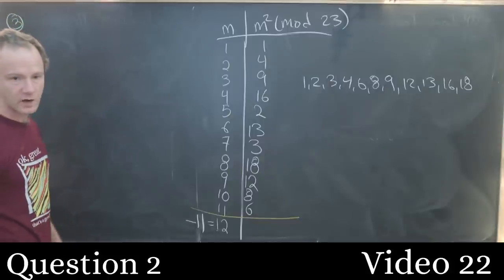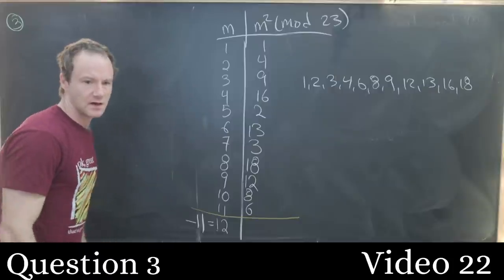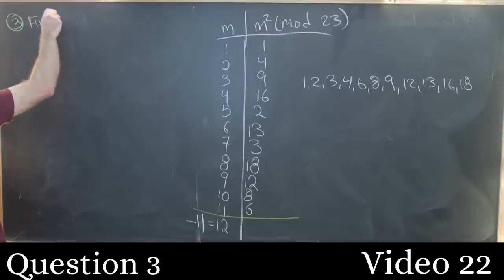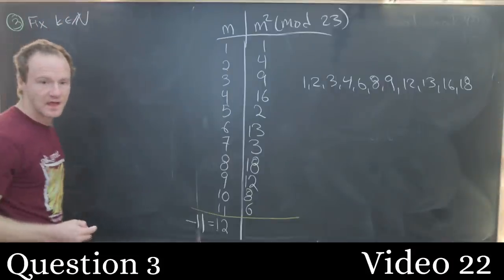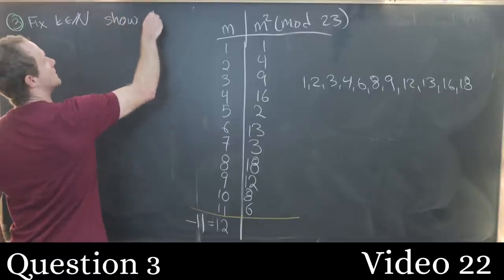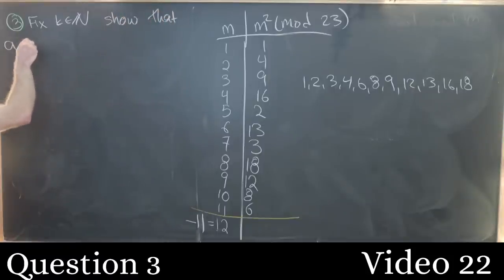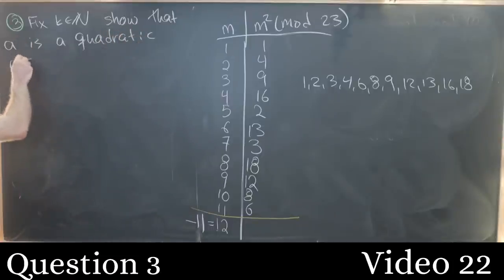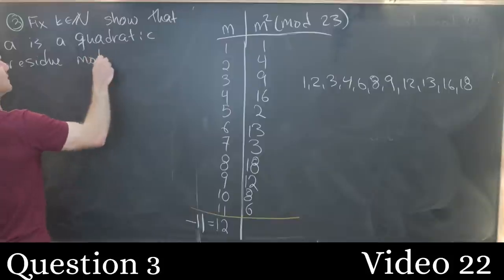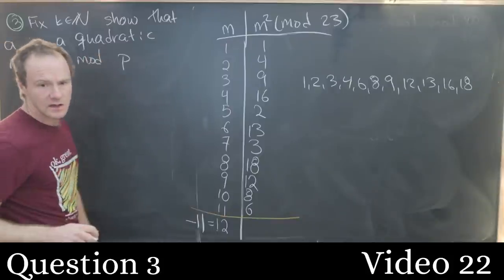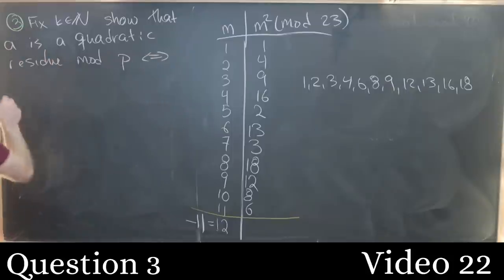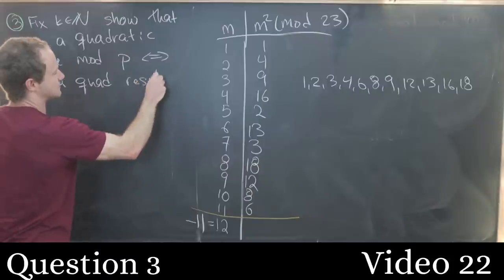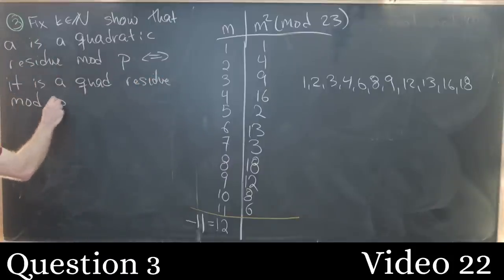So problem 3 was also about quadratic residues, but this was more of a proof-based problem, less of a calculation-based problem. Let's fix some natural number k, and then show that A is a quadratic residue mod p, if and only if it is a quadratic residue mod p to the k.